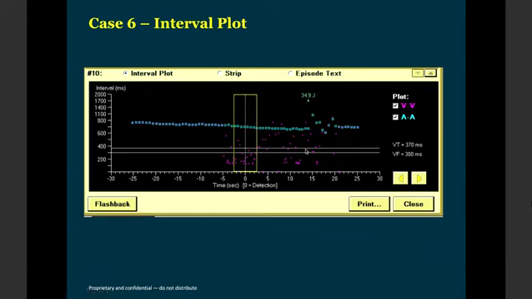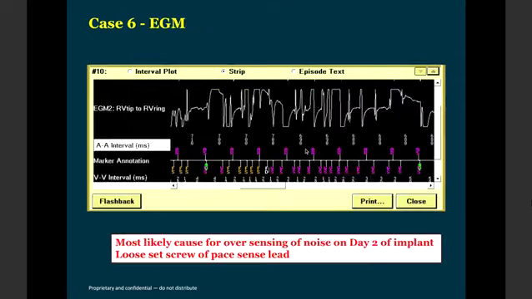And whenever something happens on the very next day, suspect something technical, reopen the pocket, reconnect the set screw and screw it more properly this time. This problem will not happen thereafter. And on interrogation, you find that there is a lot of artifactual noise on the near field EGM, which has been sensed as a fibrillation. This is a loose set screw because it is one day after an implant.